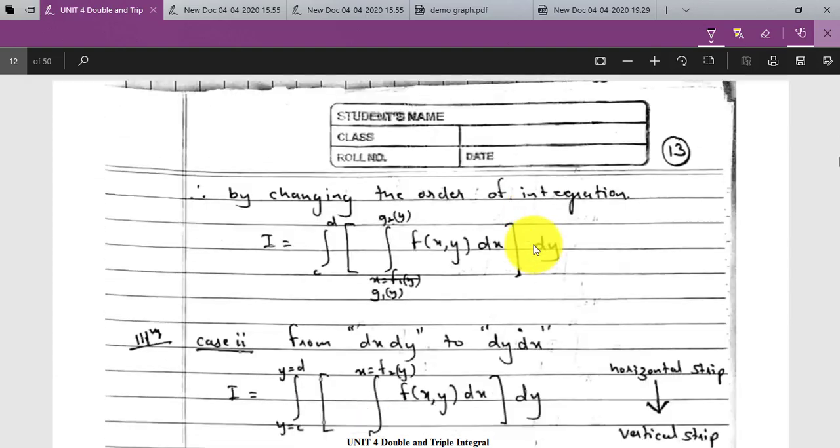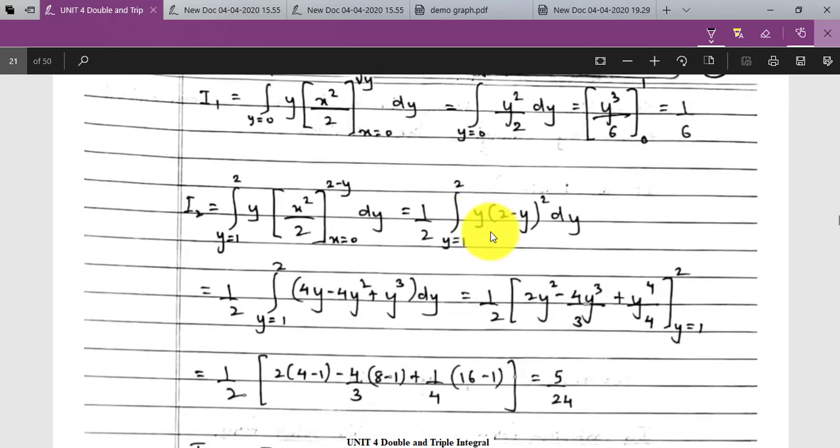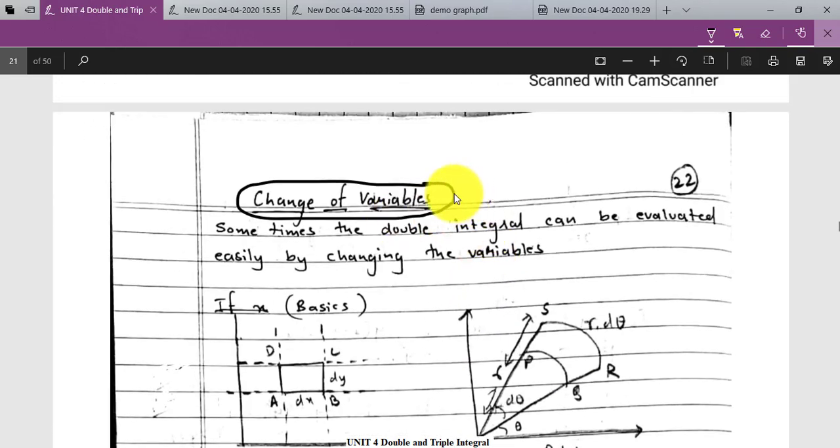Now the next concept is change of variable. All these problems are over. Now what happens in a double integral: a problem is given in terms of f, a function of x and y, with respect to dx and dy. Whenever the problem is complicated, the best possible thing is to change to some other variables, so that the evaluation of this double integral can be done very easily.